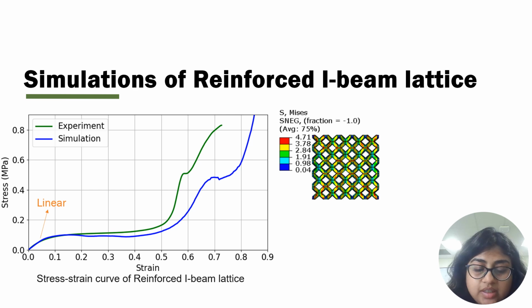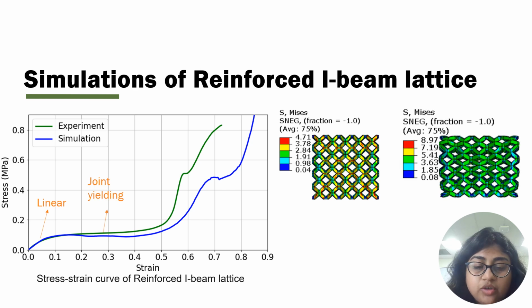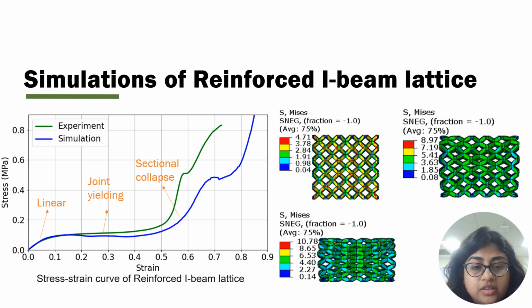In the linear region where the elastic deformation happens, this is what the stress distribution looks like. After the linear elastic deformation, joint yielding occurs, and this is what the stress distribution looks like. After the joint has yielded, the sectional collapse occurs. This did not exist in a conventional circular beam lattice, but here the web of the I section collapses, and we see that the energy absorption, that is the area under this curve, increases drastically in reinforced I-beam lattice.